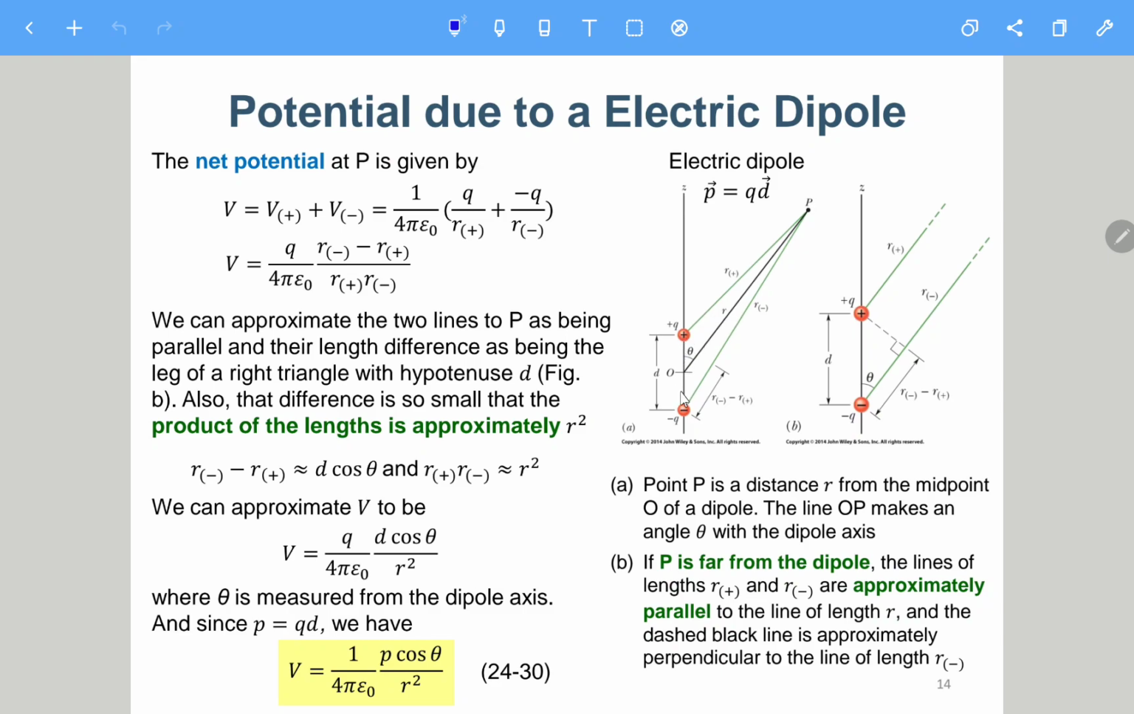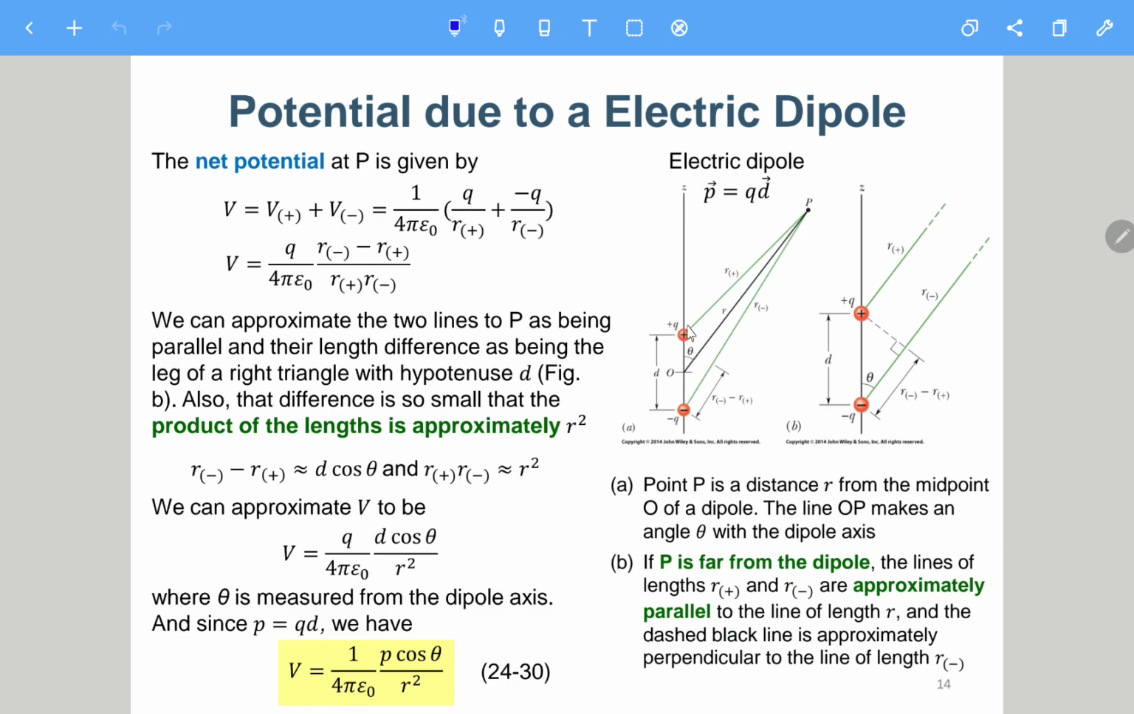Okay, so here we have two charges, so we have two terms: V equals V plus plus V minus. V plus is the potential generated at the point P due to the positive charge, and V minus is the electric potential generated at point P due to the negative charge. So it is nothing but 1 over 4 pi epsilon naught, this is k, times q.